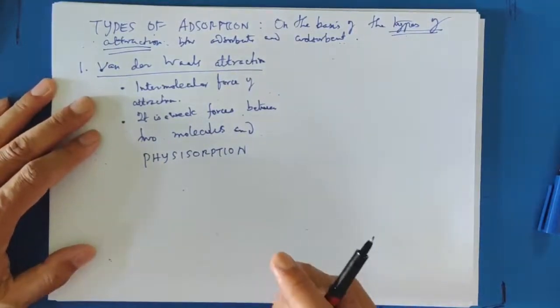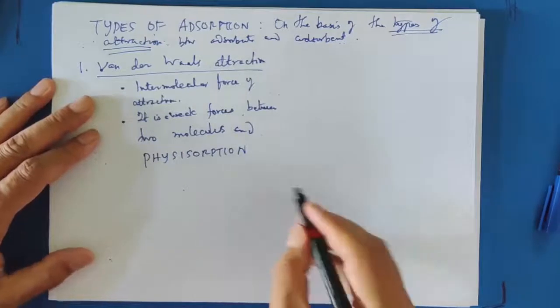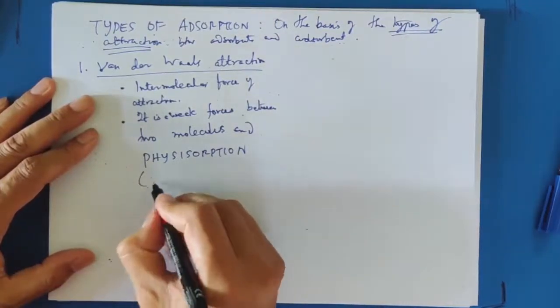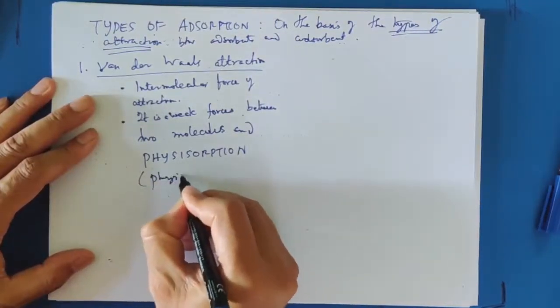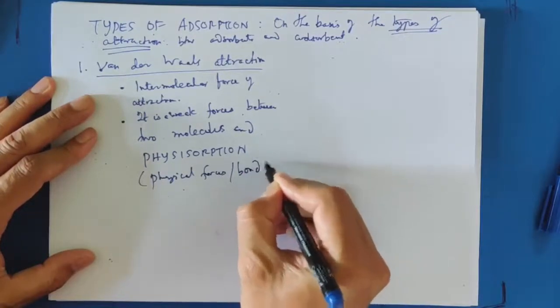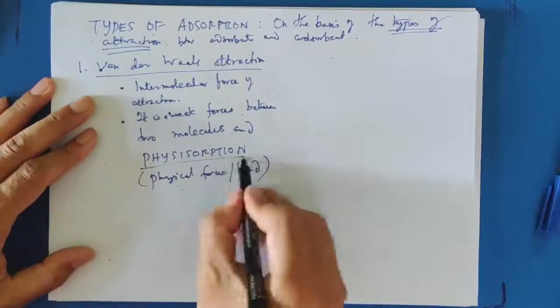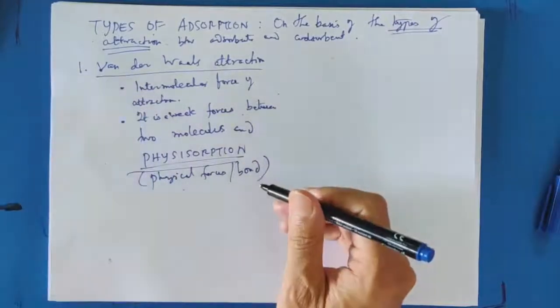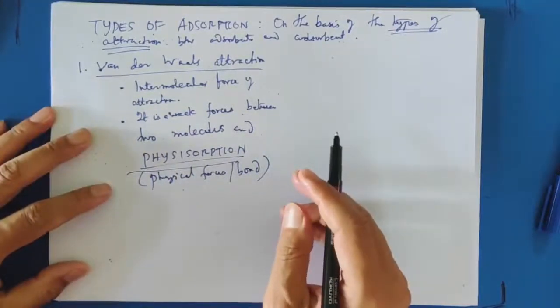Physisorption. Physical forces. So where does the idea come from? It's a physical force, a physical bond. So there are two types of adsorption. Physisorption.